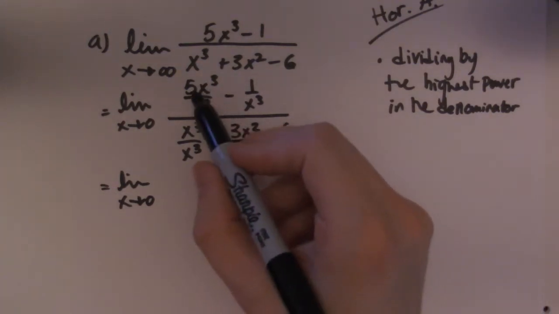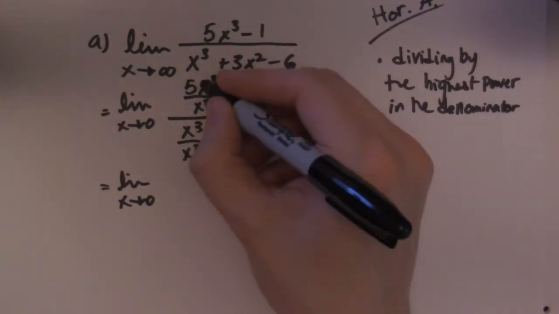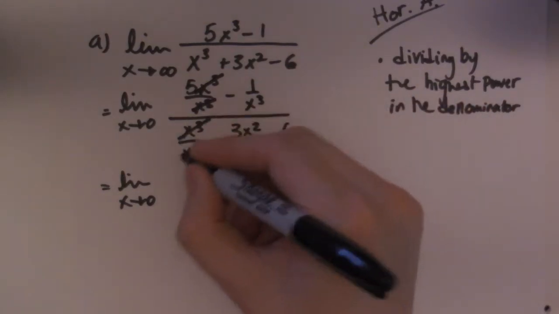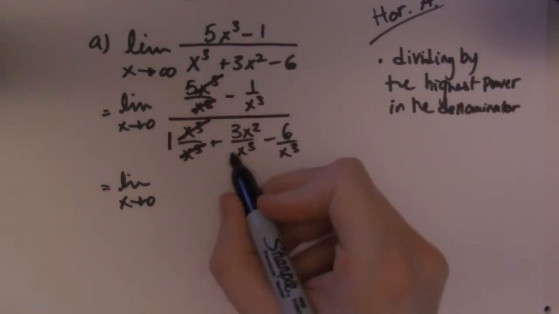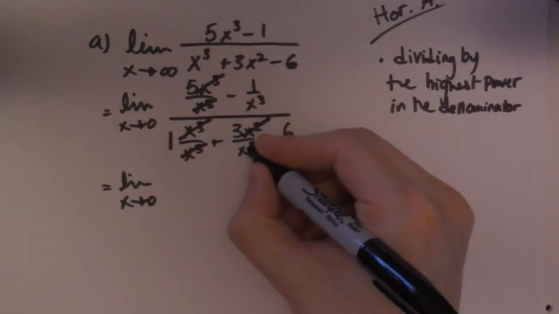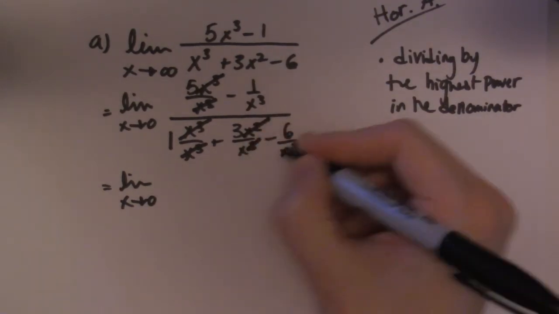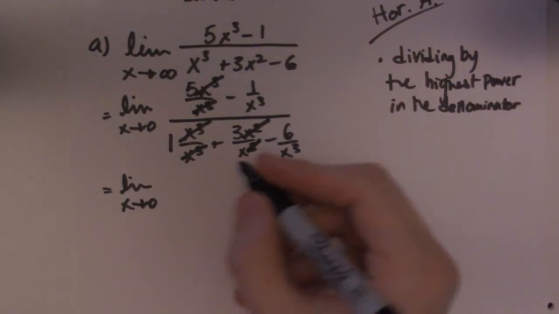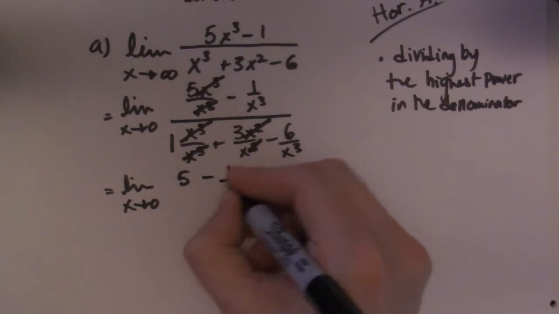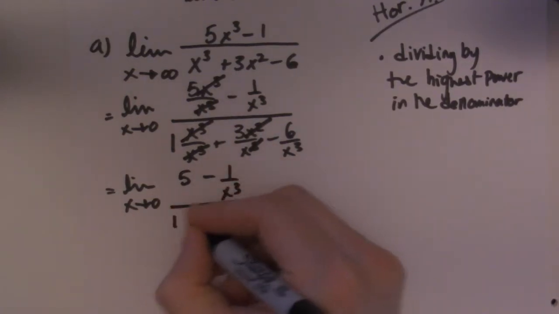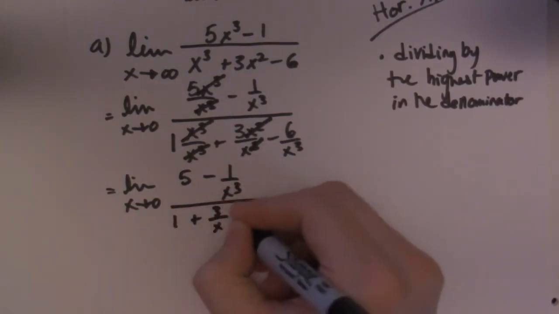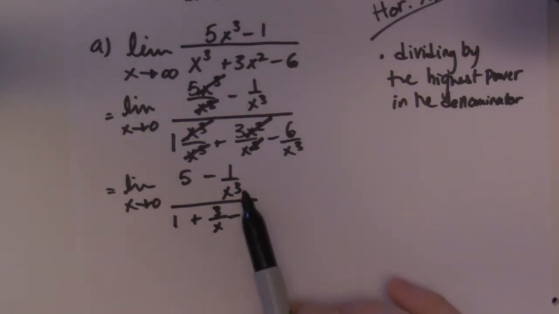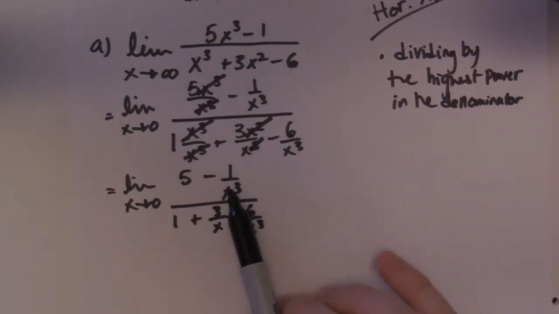So we've reduced down what we can. x cubed divided by x cubed, so the x cubes are gone, that leaves 1. That leaves 5 up there, and then the x squared is gone with the x on top, so I've got just an x left, and then this guy just stays the same. So I'll rewrite this: 5 minus 1 over x cubed, all divided by 1 plus 3 over x minus 6 over x cubed.